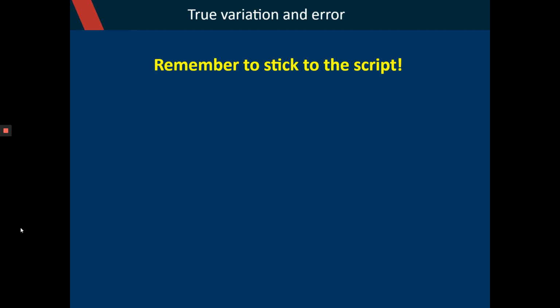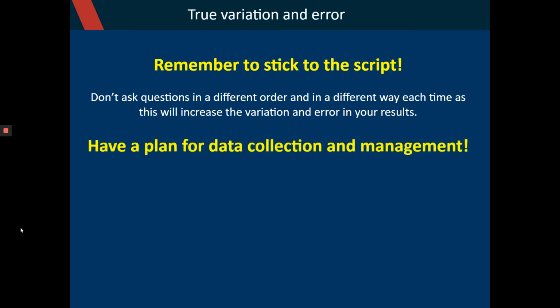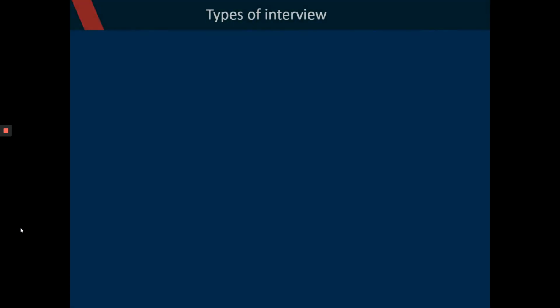It's important to remember to stick to your script. Before you go interviewing people, you create a script with lots of questions, and you must stick to the same script so that every time you go to different people, you're asking the questions in the same way and using the same words. That will decrease your variation and decrease the error in your results. You must also have a plan for data collection and data management after the interview. Ensure you record the answers accurately and keep them organized so that the analysis is straightforward, or else you can introduce error and variation.